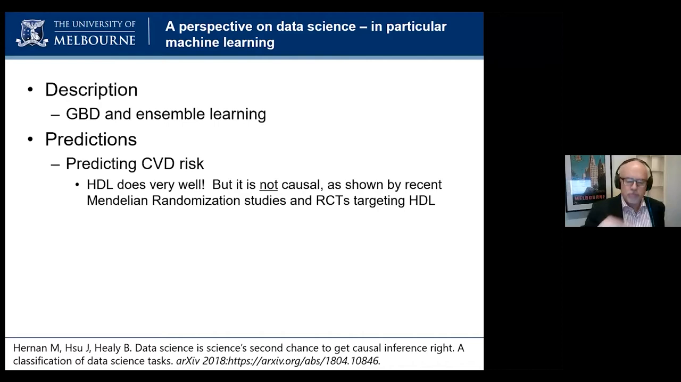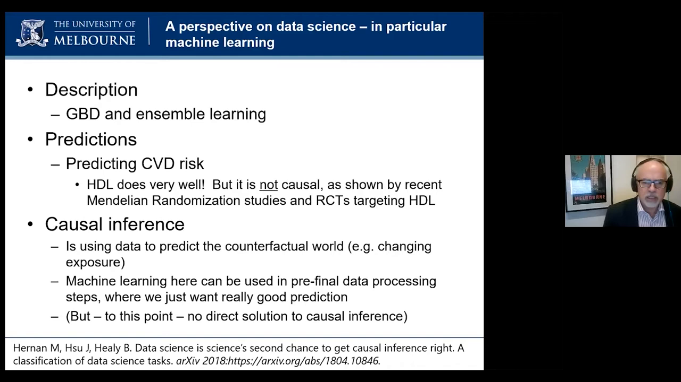So prediction's all good, but we need to understand where it starts and where it stops as far as its utility. Then there's causal inference, which is what we're going to focus on today. Now, is using data to predict the counterfactual world of use? Machine learning can be used in this prefront. I'm just going to stop here and talk about this.